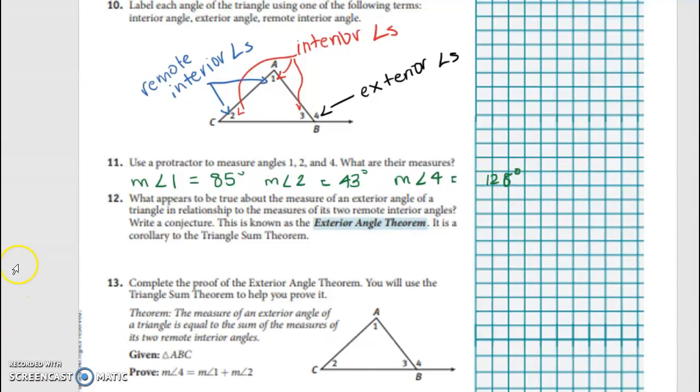Okay. Number 12. What appears to be true about the measures of an exterior angle of a triangle in relationship to the measures of the two remote interior angles? Write a conjecture. This is known as the exterior angle theorem. It is corollary to the triangle sum theorem. So right now I want you to take a look at these three measures and figure out what you notice. Is there some sort of correlation between the three? So pause the video and see if you can figure it out.